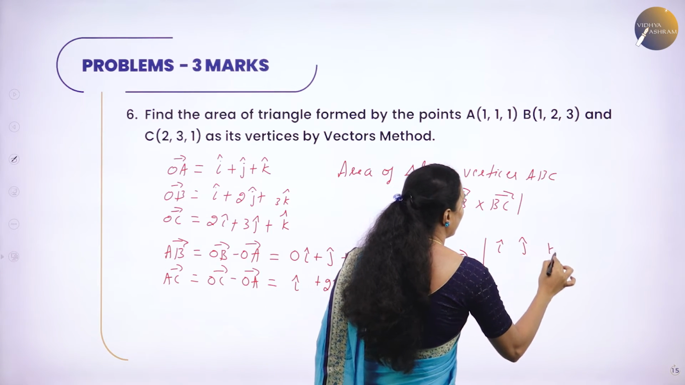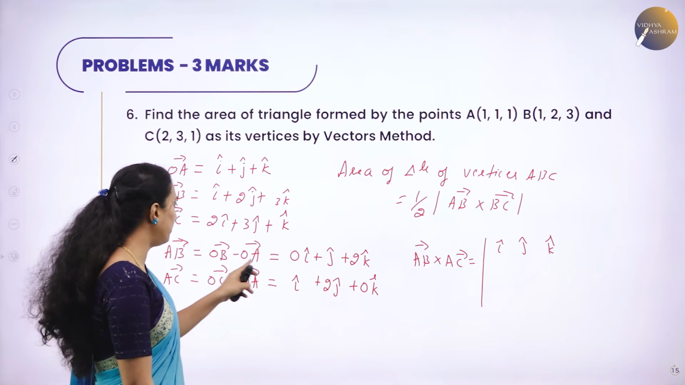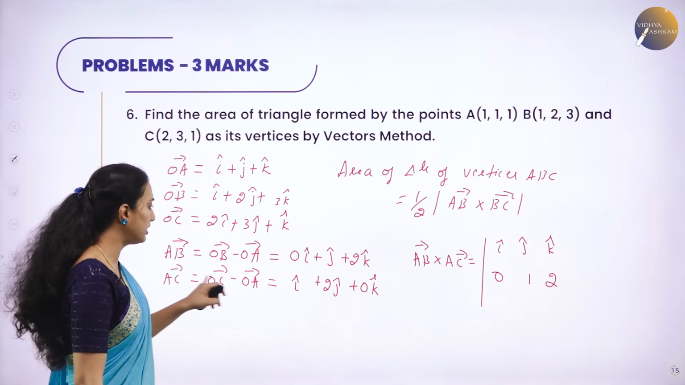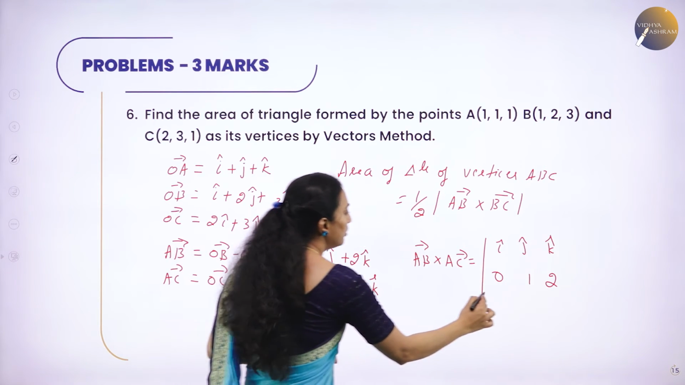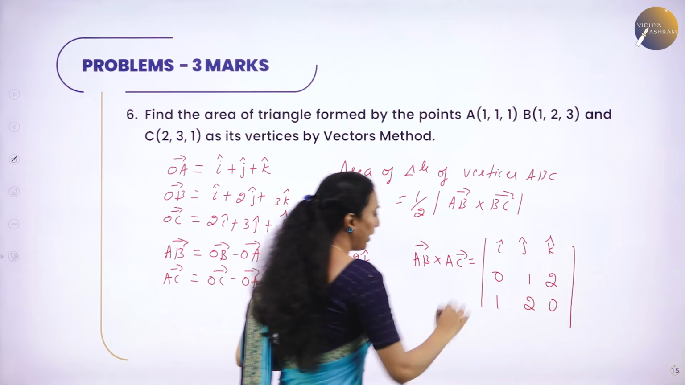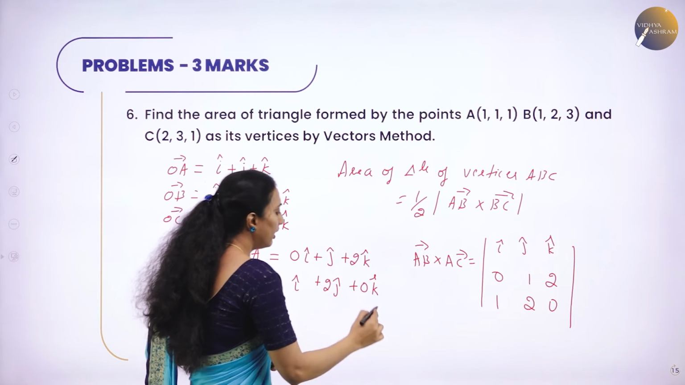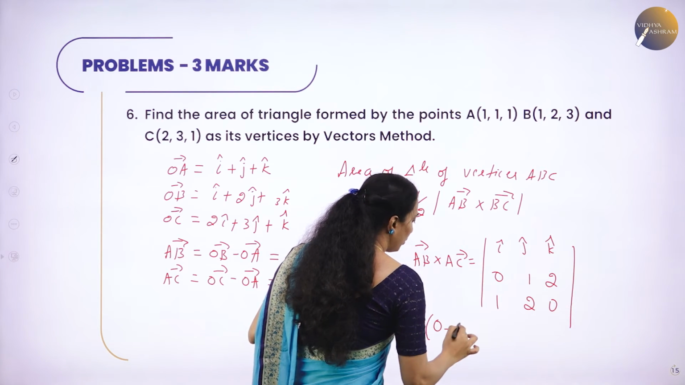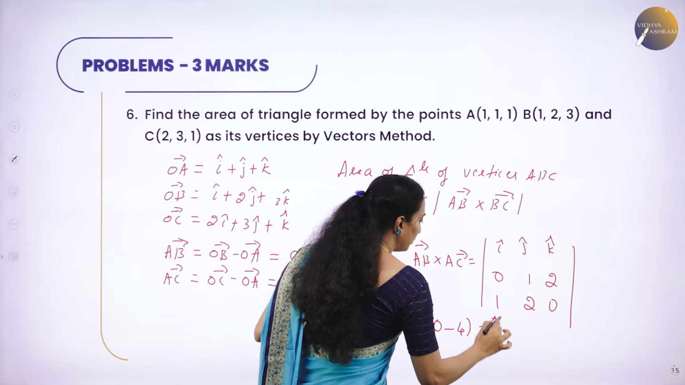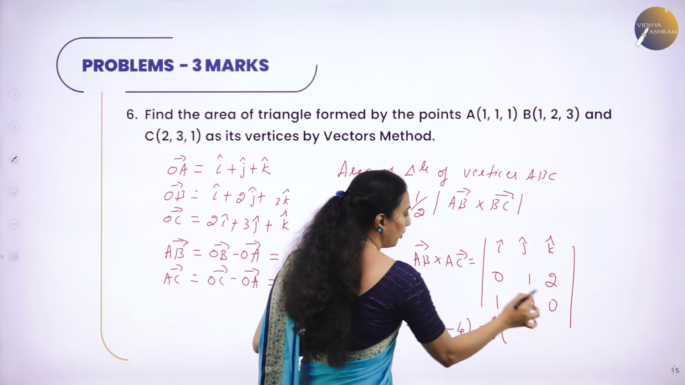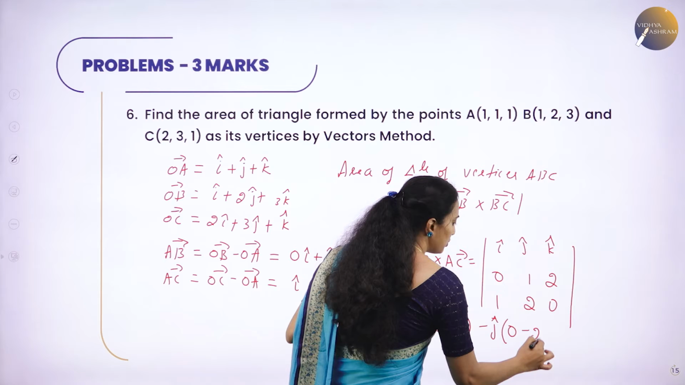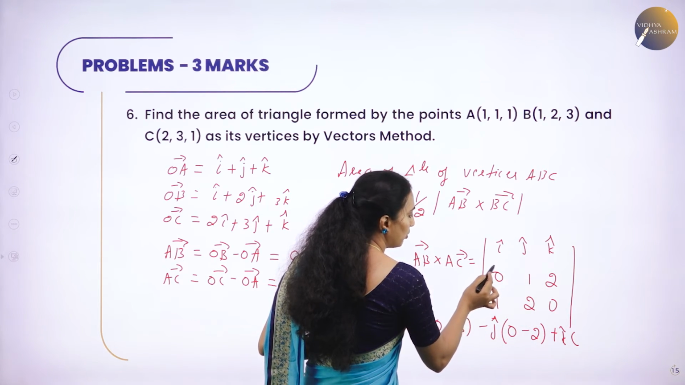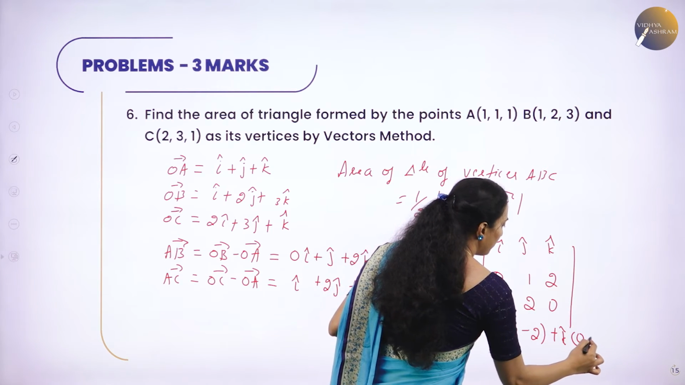i, j, k. Writing the coefficients of AB: 0, 0, 1, 2. Writing the coefficients of AC: 1, 2 and 0. Now expanding this one, what are you going to get? Let us expand that, which will be i into 1 into 0 is 0 minus 2 into 2 is 4, minus j into 0 into 0 is 0 minus 1 into 2 is 2, again plus k cap into, leaving the third column first row, 0 into 2 is 0 minus 1 into 1 is 1.